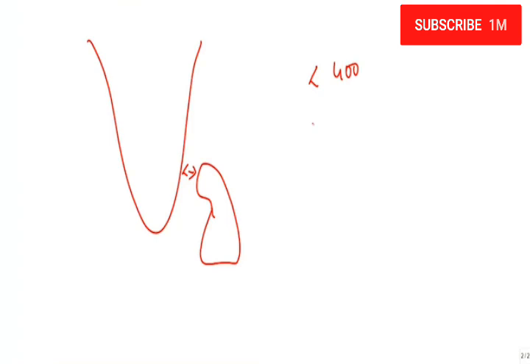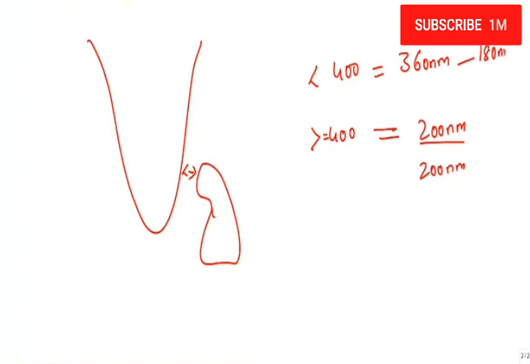Let's take a situation where it is greater than 400 or equal to 400. Then 200 nautical miles will be given to Sri Lanka and 200 nautical miles will be part of India. But let me take a scenario where you have 360 nautical miles. Then 180 nautical miles will be of Sri Lanka, and 180 nautical miles will be of India.